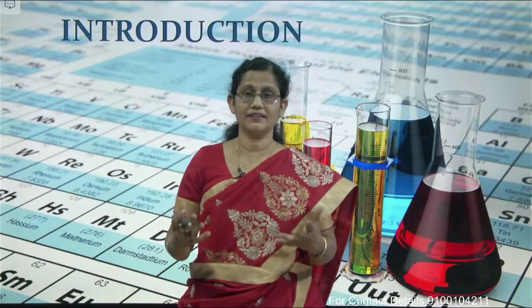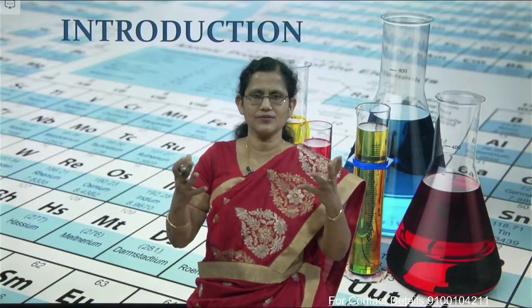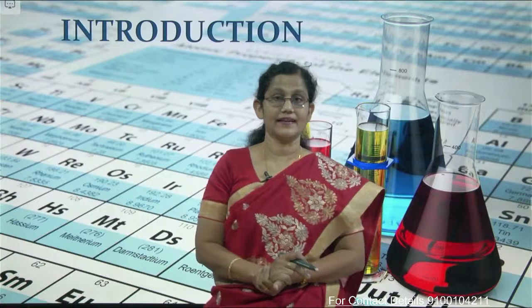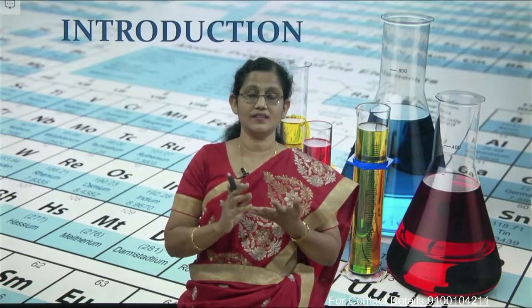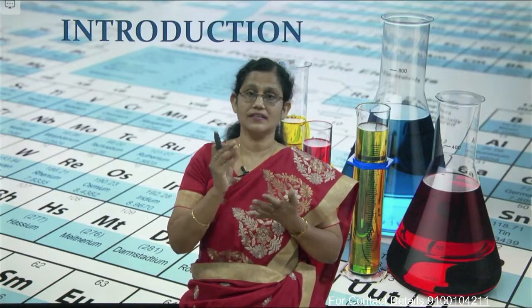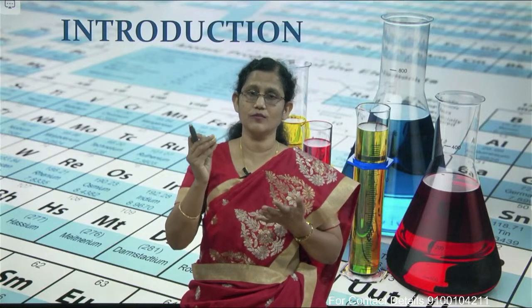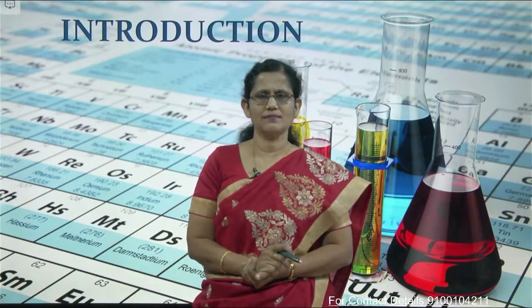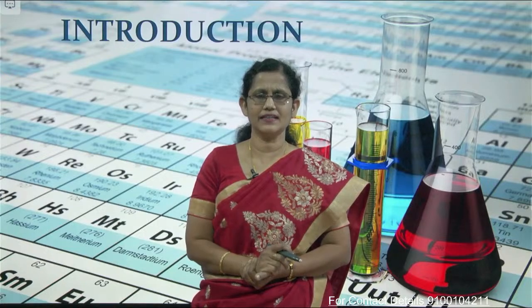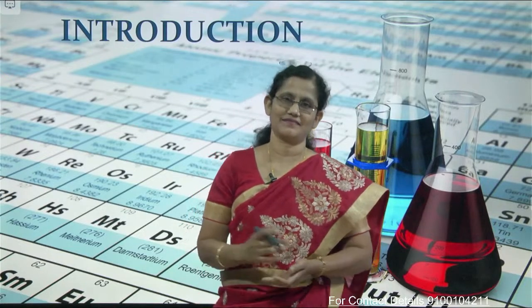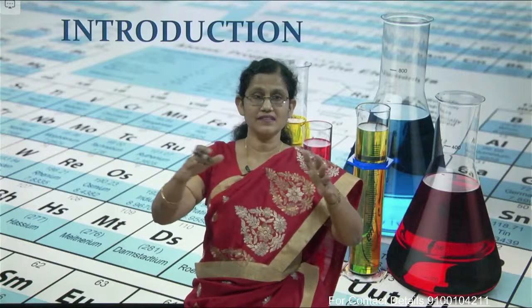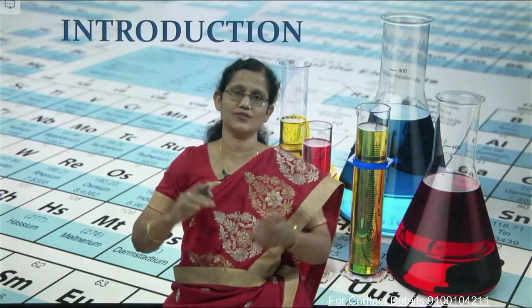The air we breathe is a mixture of so many gases like nitrogen, oxygen, traces of carbon dioxide, noble gases. What is the most abundant element in the atmosphere? Nitrogen. 78% of the atmosphere is nitrogen.